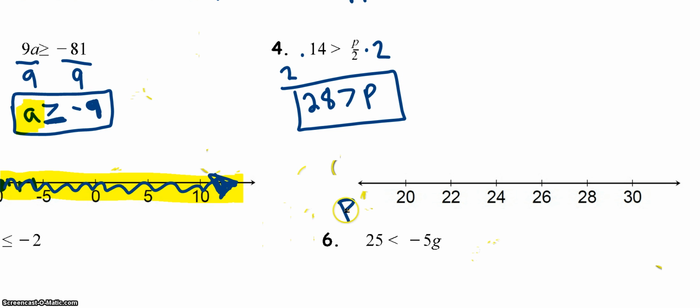P is your variable, so that goes underneath your line. You have an open circle at 28. Open circle again because it's not underlined. And p is being pointed at. That means p is smaller than 28. So your alligator's eating the 28. That means 28 is the biggest number on your graph, so p could be any solution that is less than 28.